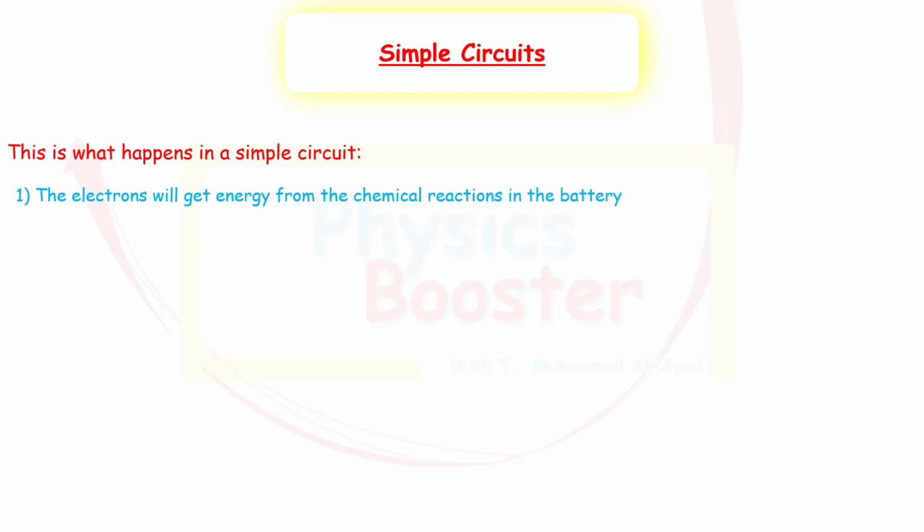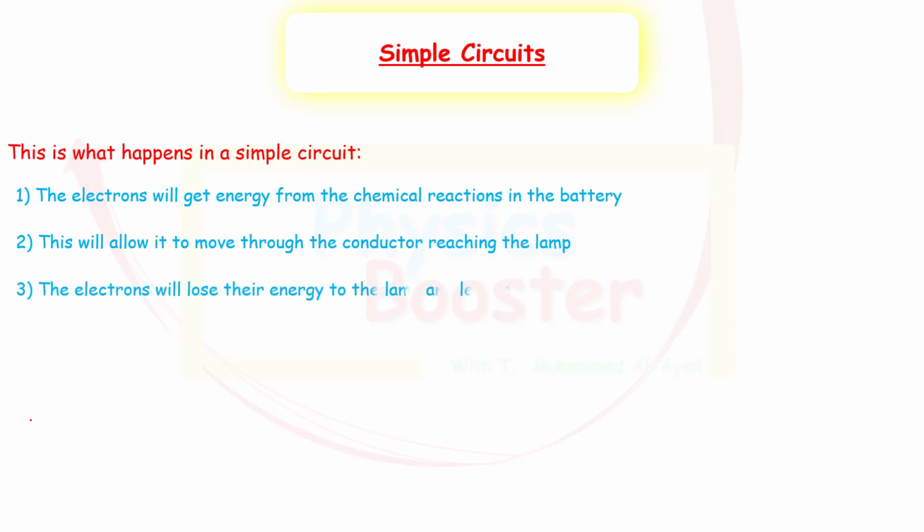So, to sum up, this is what happens in a simple circuit. The electrons will get energy from the chemical reactions inside the battery. The chemical reactions inside this battery are giving me energy. Now, when electrons have energy, it allows them to move through a conductor, reaching this lamp. And finally, the electrons will lose their energy to the lamp and leave from the other side back to the battery to get more energy. So that's the most simple case. It's not exactly like this. We will be talking more in detail in future videos about simple circuits and circuits, but the general idea is like this. Electrons carrying energy through conductors moving to the lamp, and the lamp will turn on.